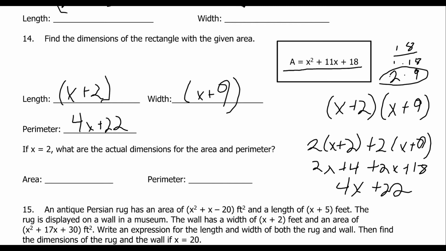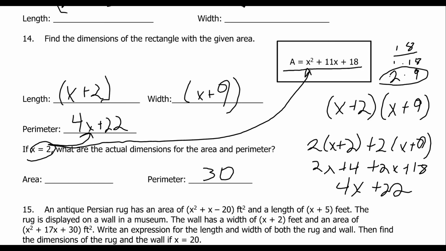And then it says, if x is equal to 2, what are the actual dimensions of the area and perimeter? So we take our x and we plug it in for the perimeter. And that's going to be 8 plus 22, which is 30. That one was simple, right? We could also take it and plug it into the original equation. Nothing's going to hurt by doing that.